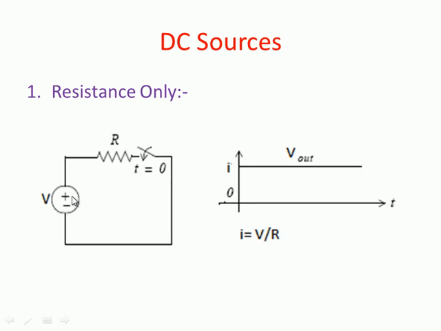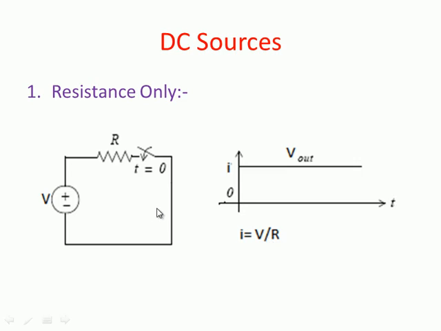So for a resistive circuit only, if you switch on the switch here, what is going to happen? There will be flow of current in the circuit, and that flow of current will be given by V by R. As I have mentioned, it is V by R.